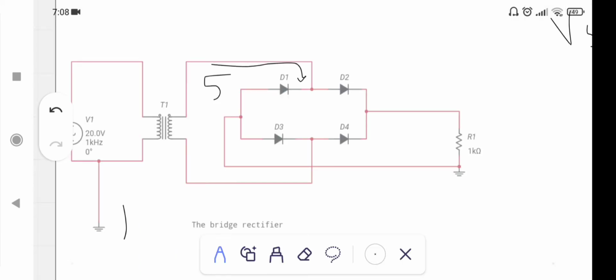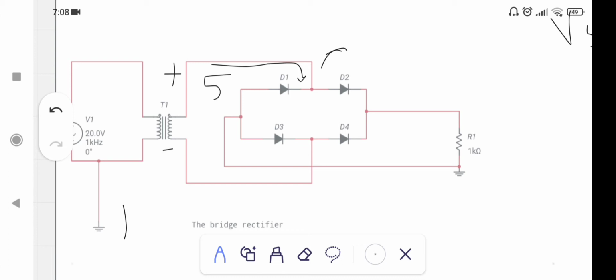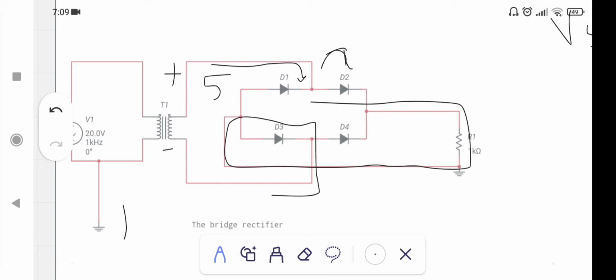The direction of current will be like this during the positive half. This is the positive peak, and the current will go from diode D2 to the load resistor, then it will flow through diode D3 and end up here. This is when the positive peak appears.